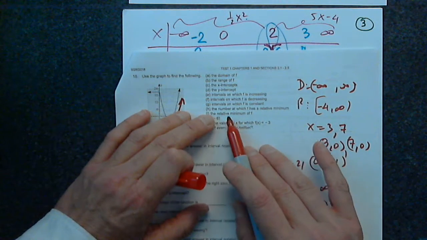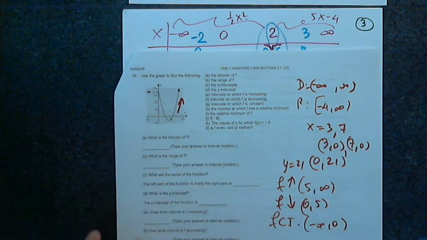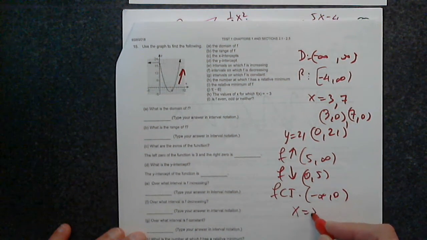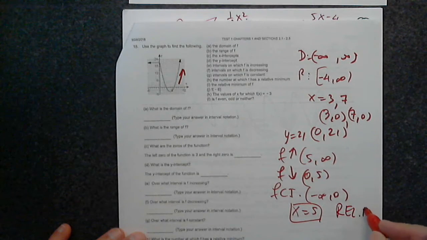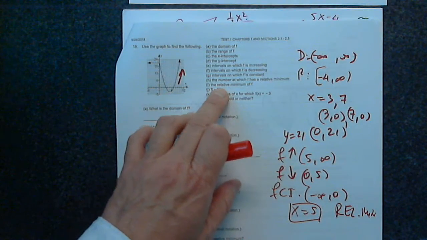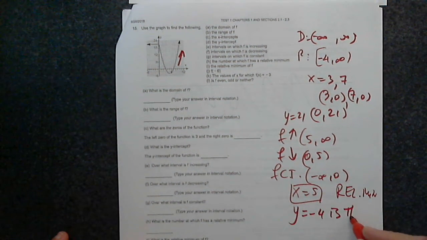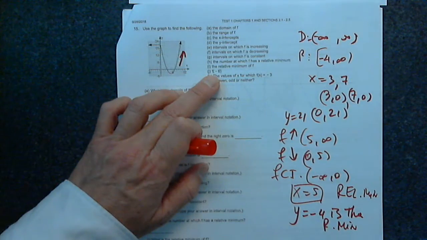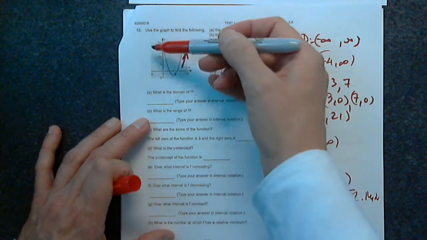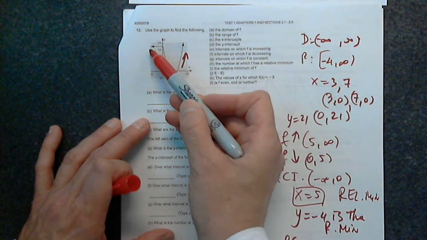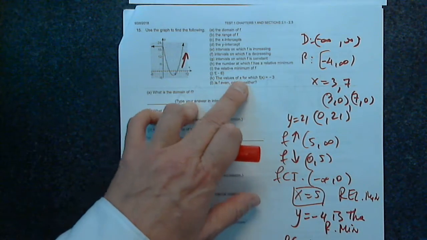Intervals on which f, okay, the number at which f has a relative min. 5. Yes, at x equals 5, there is a relative min. Now it's asking us the relative min. -4. Yes, y equals -4 is the relative min. Perfect. Great job. F of -6, please. 21. Very good, so f of -6 is 21. You cross with a vertical line at -6 and it hits the graph at 21.